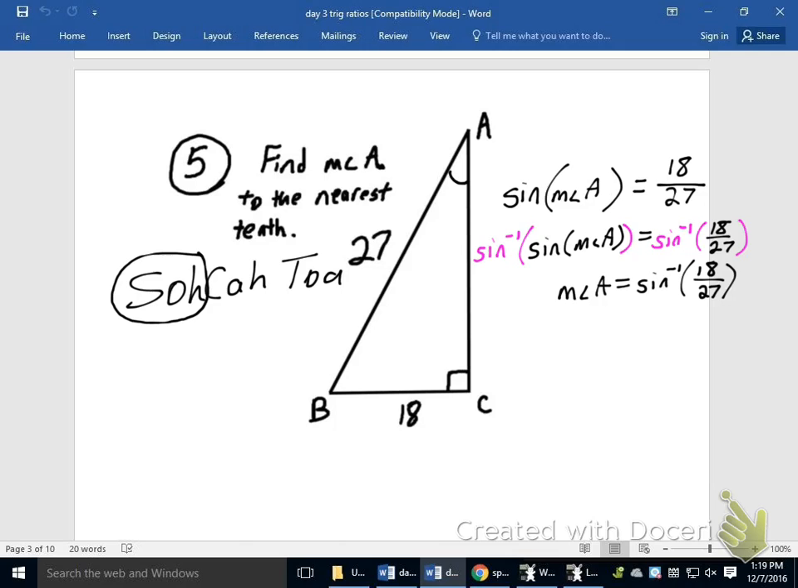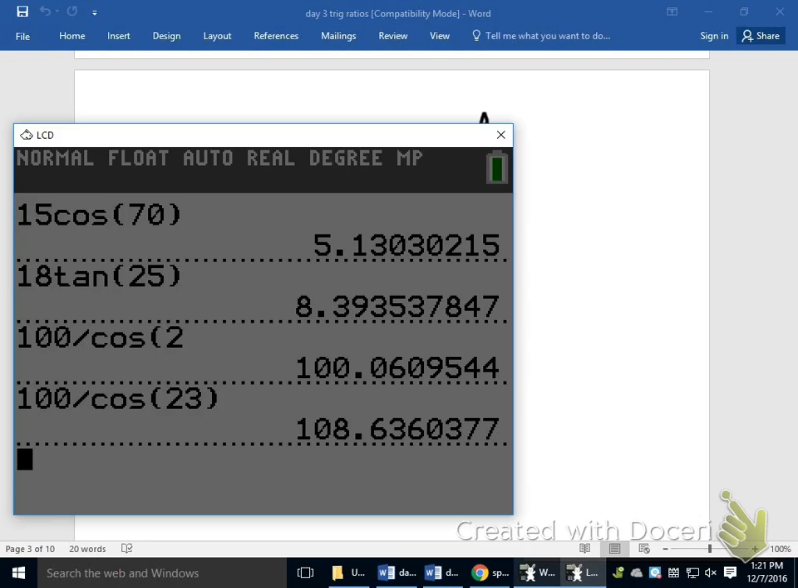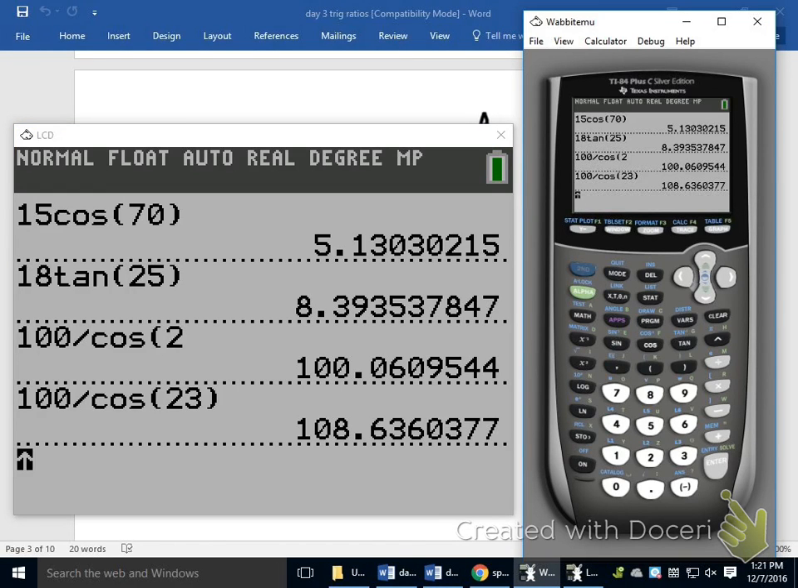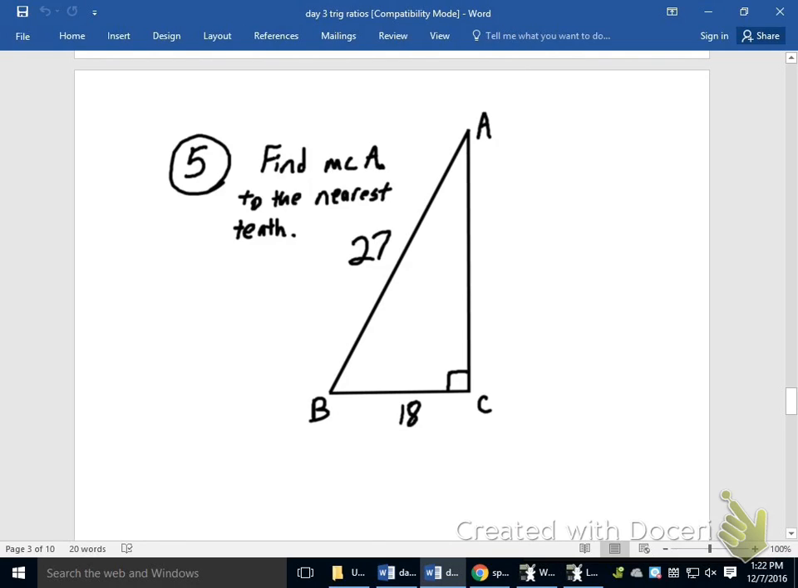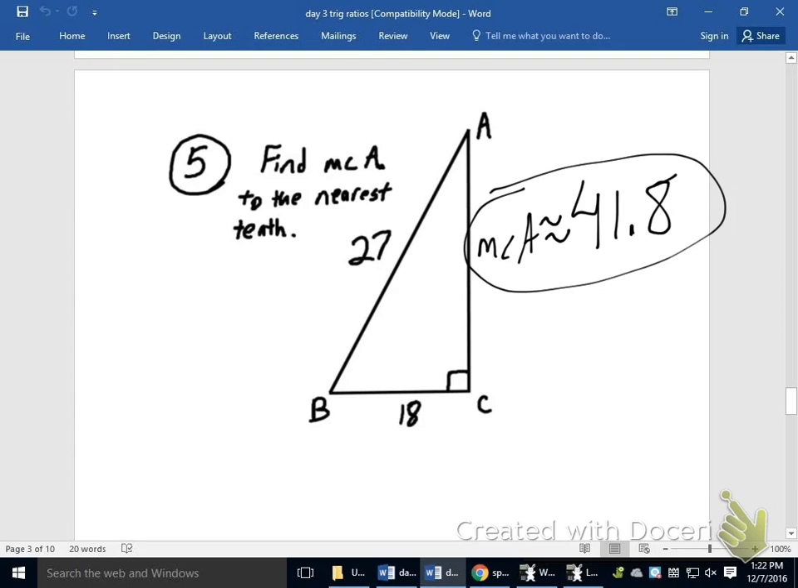And now you're ready to use your calculator. I'll show you where to find that operation right now. What you do is hit the second key, second, sine inverse. It's in blue on the sine key, of 18 over 27, and close my parentheses. All right, and I get 41.8 degrees. I do believe it said to the nearest tenth, so that's my answer, 41.8 degrees. I approximated that with the squiggly equal sign that I've been using today. There we go. We found the measure of angle A using two sides of a triangle.